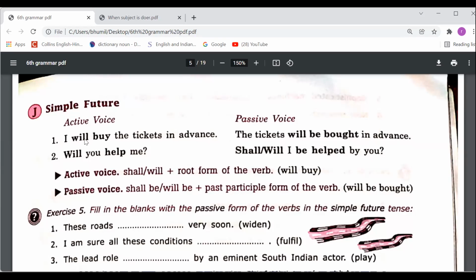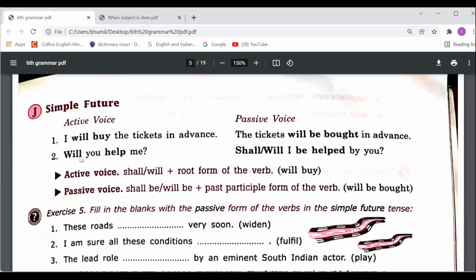Why bought? Because will shows that it's a simple future tense. So will comes here. After that we need to use the root form. So the root form of be we have to use. So be we have written, and the third form of buy is used. So we need to write this sentence, the tickets will be bought in advance. By me we can also write, or we can skip it also.